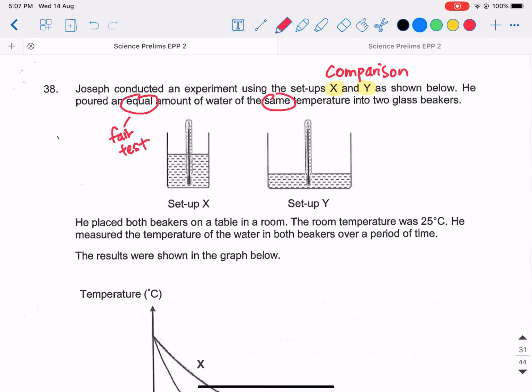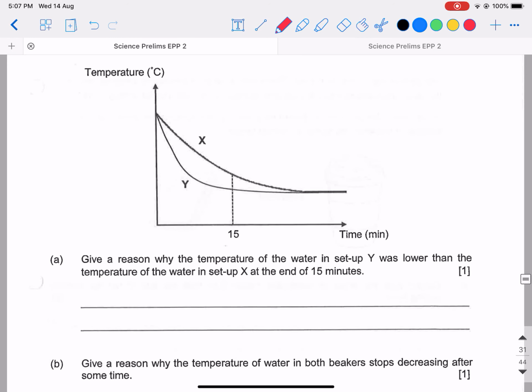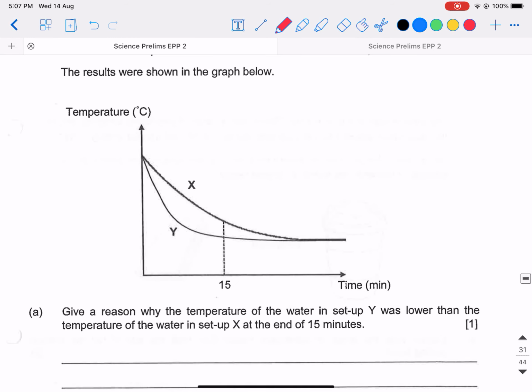Now straight away when I study the picture, I need to look out for evidence. So the evidence that I can spot immediately over here is they seem to look different in terms of size. So immediately what comes to my mind, I have to think of exposed surface area. Alright, so he placed both beakers on the table in the room temperature 25. So this is the graph that was being shown.